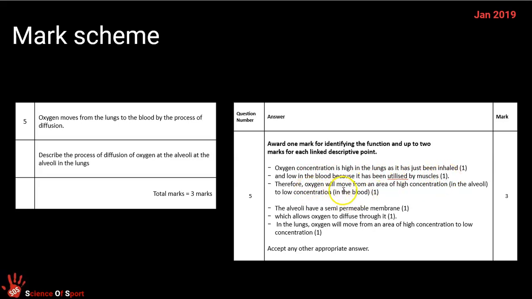Therefore, oxygen will move from the area of high concentration in the alveoli to low concentration in the blood. This is down the concentration gradient. This is a shallow concentration gradient from 100 to 40. They've offered you the option to give a sense of why the process is efficient as well, because it mentioned the fact that the alveoli has a semi-permeable membrane, so it allows it to diffuse easily through it. But you do need high to low, high to low. That's the rule, high to low.